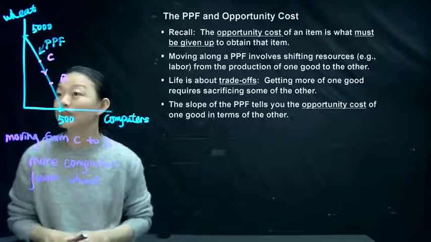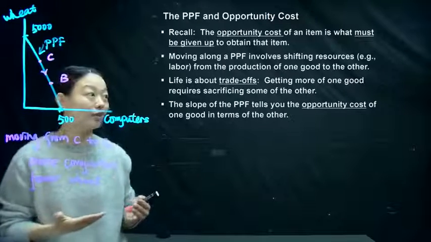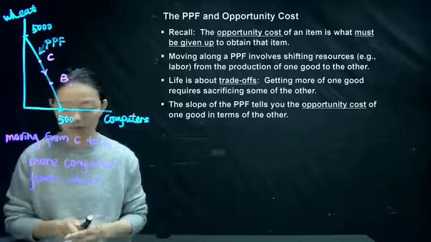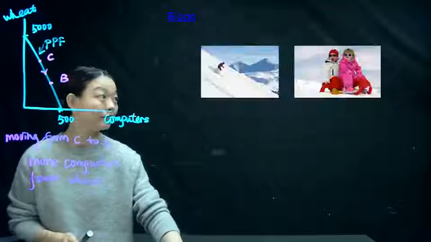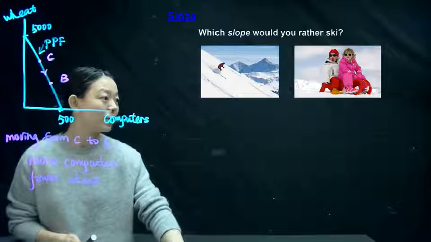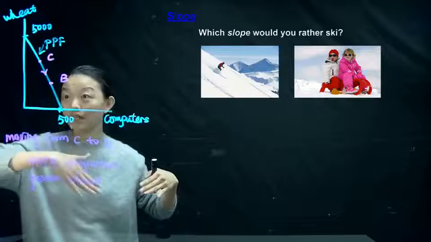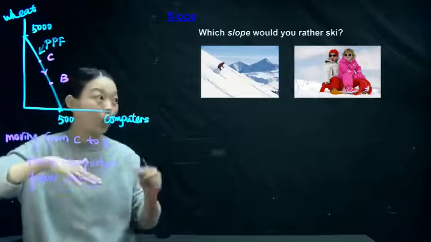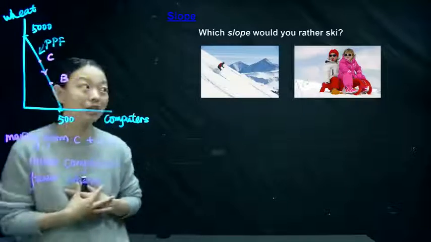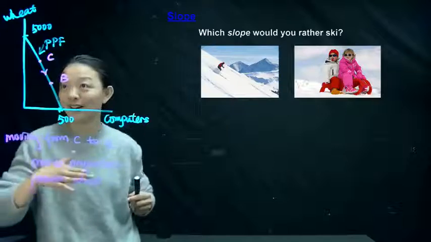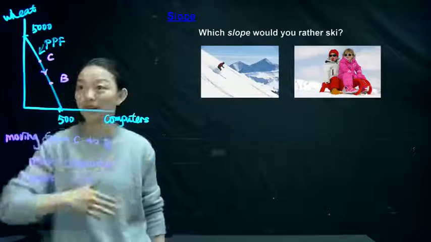Now, we will use the slope of the PPF to help us learn the opportunity cost of one good in terms of another good. Do you still remember the definition of slope, how you compute it? Here there are two different mountains. One is steep and one is very flat. Which slope would you rather ski? For me, I would rather ski the flat one, because I know nothing about skiing. My kids, especially my son, will prefer the steeper one.